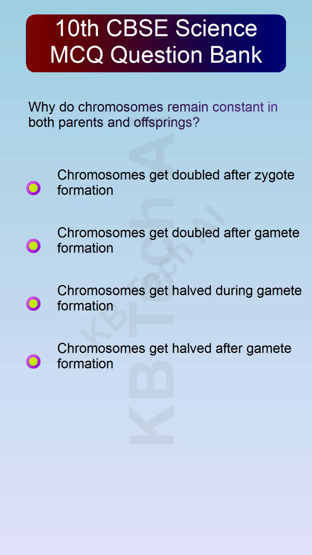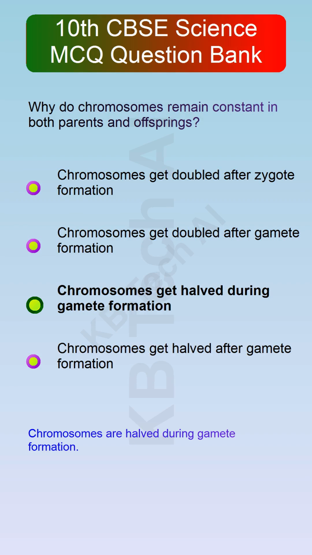Why do chromosomes remain constant in both parents and offsprings? Option 1, chromosomes get doubled after zygote formation. Option 2, chromosomes get doubled after gamete formation. Option 3, chromosomes get halved during gamete formation. Option 4, chromosomes get halved after gamete formation. The answer is option 3, chromosomes get halved during gamete formation.